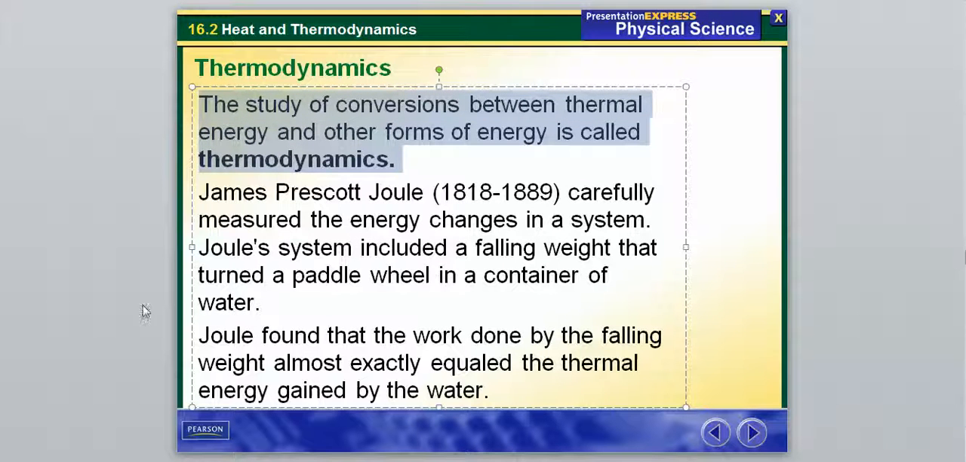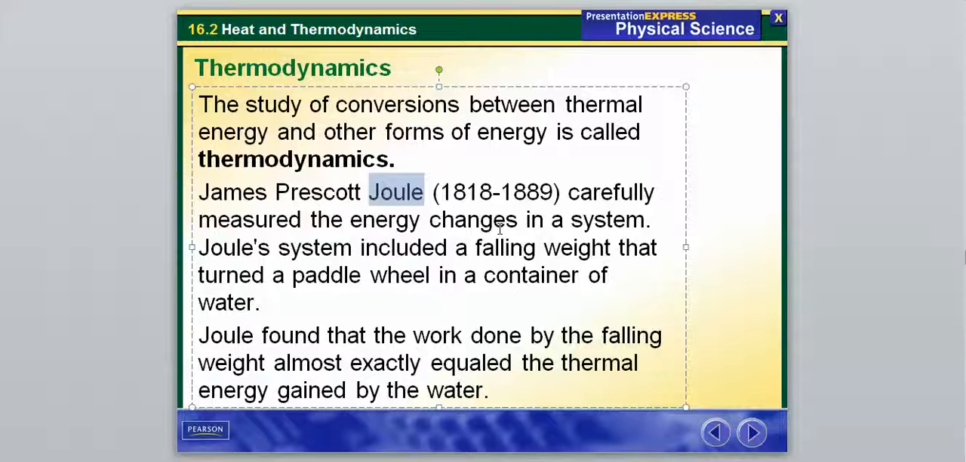There was a guy by the name of James Prescott Joule. You've probably noticed that's where the term joule comes from. He measured energy changes within a system. He included a falling weight that turned a paddle wheel in a container of water. By keeping all of this isolated, a closed system, Joule found that the work done by the falling weight almost exactly equaled the thermal energy gained by the water.